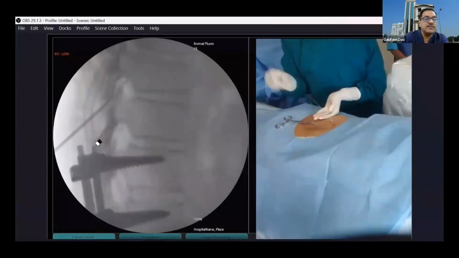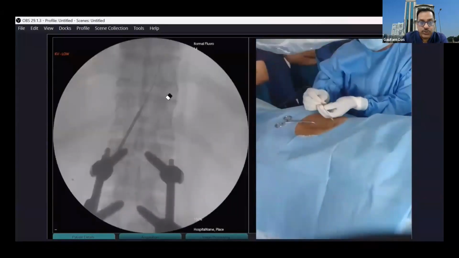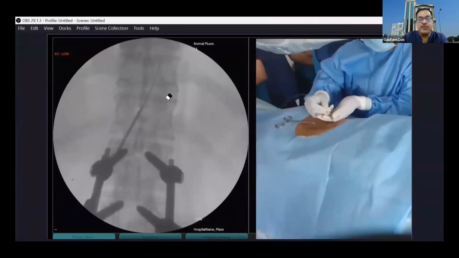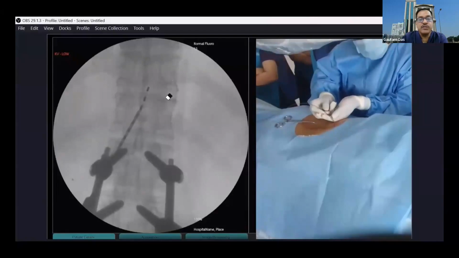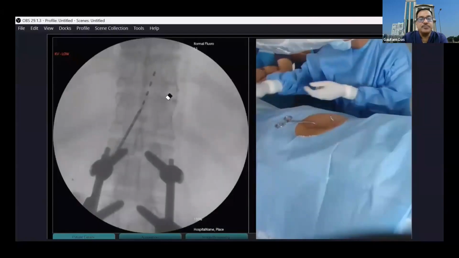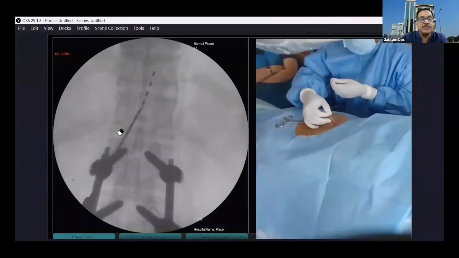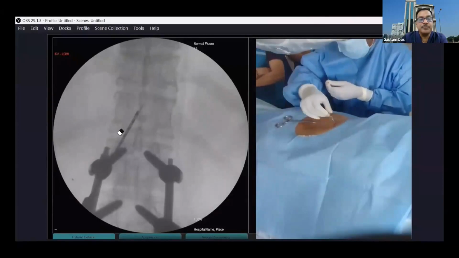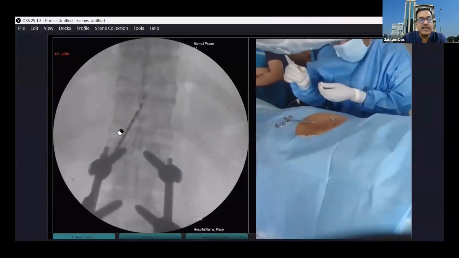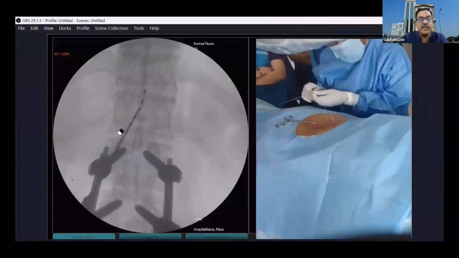You see, this is going anterolateral space. So we have to take it back. And again, we have to redirect it. So now we are putting the spinal cord stimulator lead. Now our intention is to put it on the left hand side, but it is going to the right hand side. So we are again taking it back. We can use the bevel side, right, left, anterior, posterior to redirect the lead.